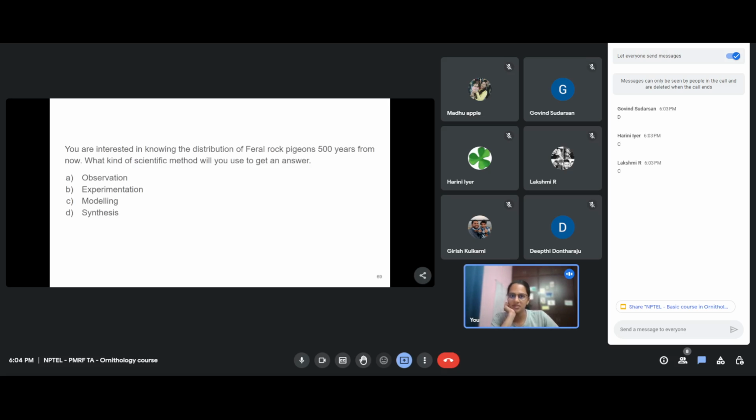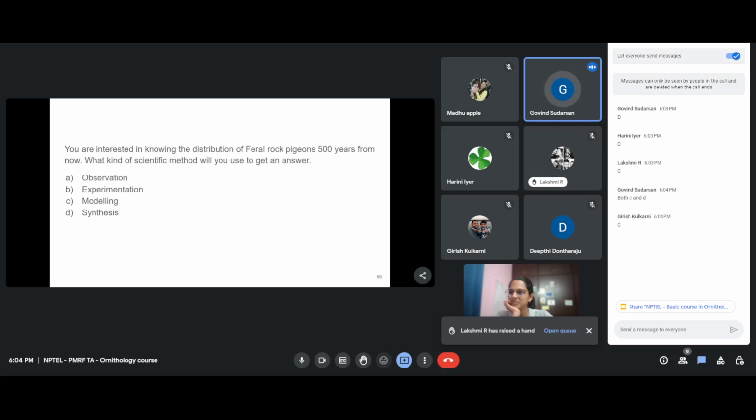Any other guesses? C. Okay. Both C and D. Okay. We can synthesize only when... Sorry. Yeah, Govind, go ahead. Or just let's go with the hand raises. Yeah, Govind. Synthesis is a combination of all the other three, right, ma'am?